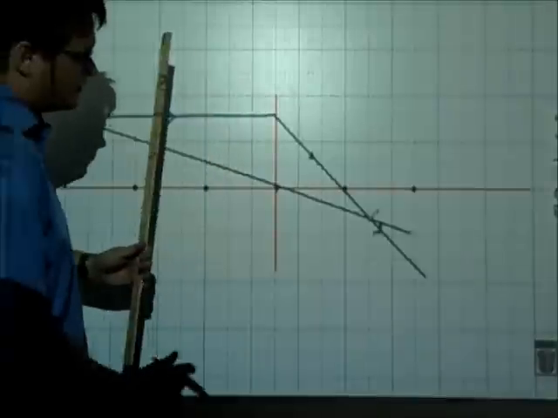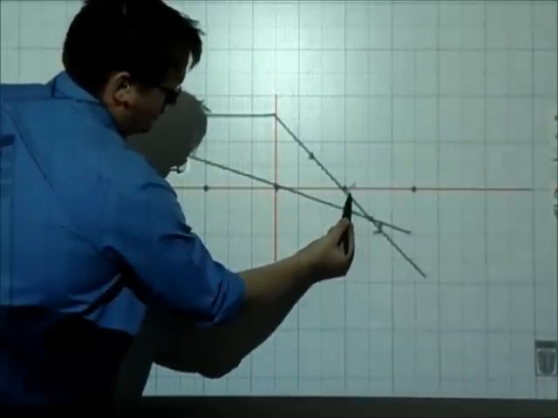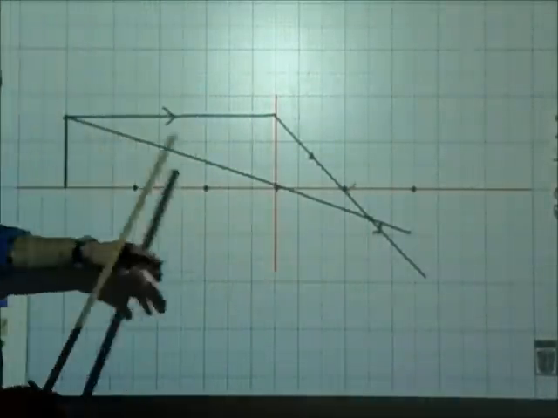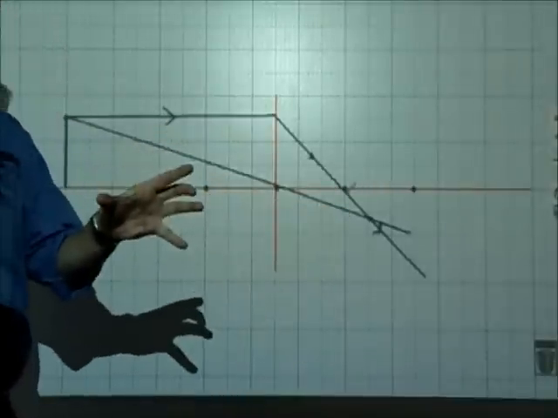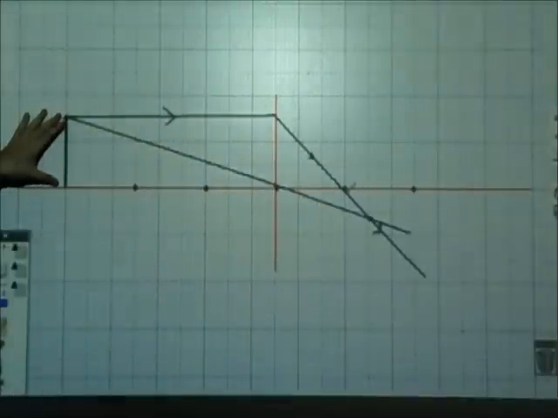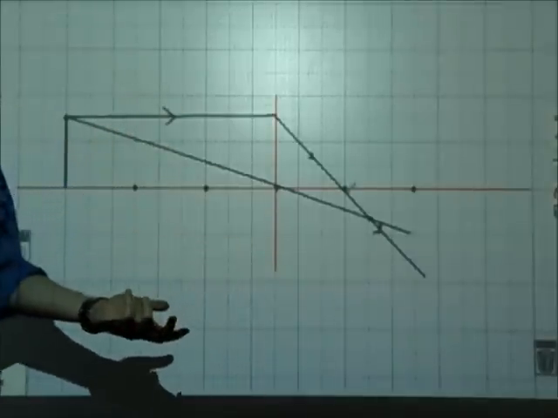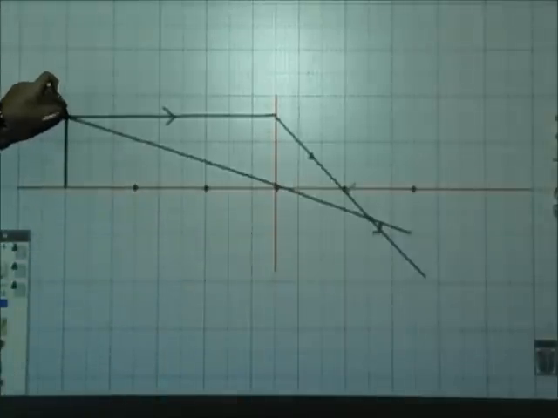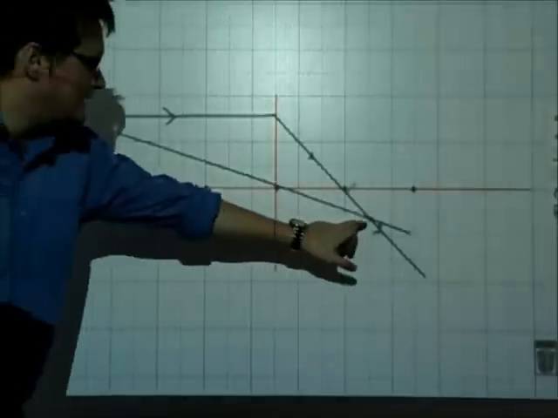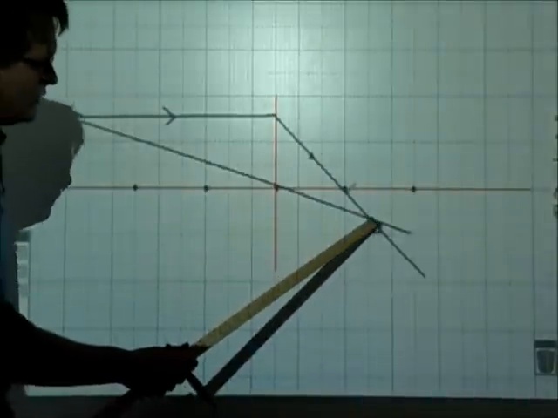If I was to put a screen here, then the image from the top beam would be in a different place from the image of the bottom beam. Therefore, 2 images of the top of my object would be created, and therefore it would cause a blurred effect. I get a clear, sharp image when all light rays from the same point on the object intersect at the same point here. So the best place to put my screen would be here.